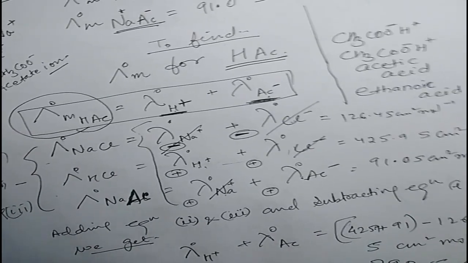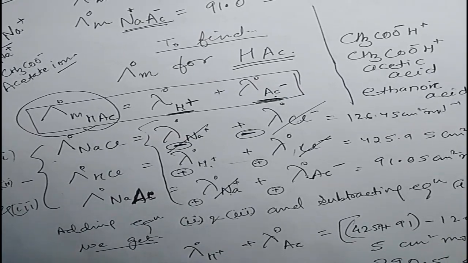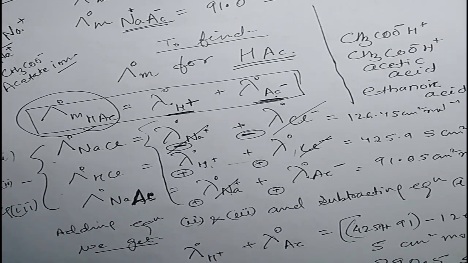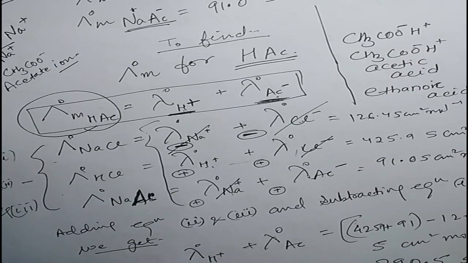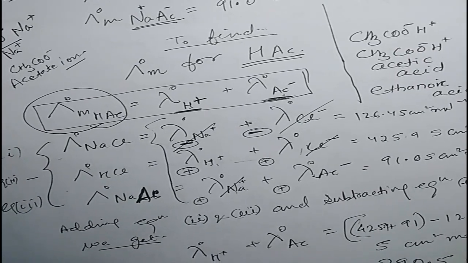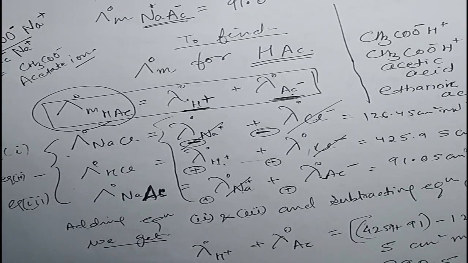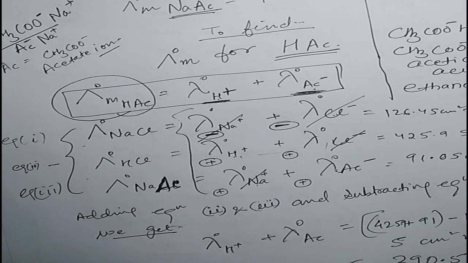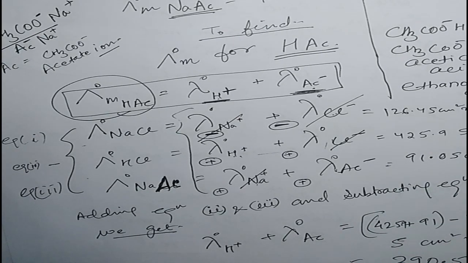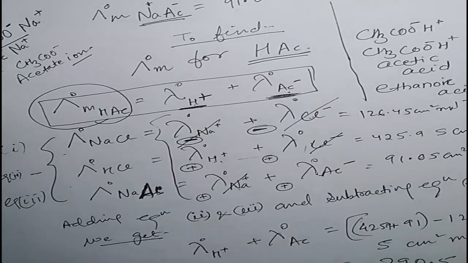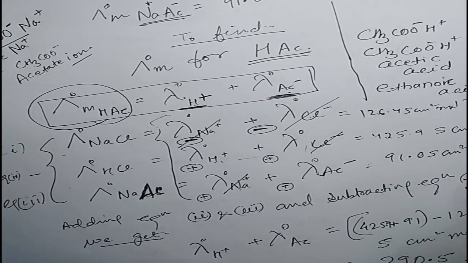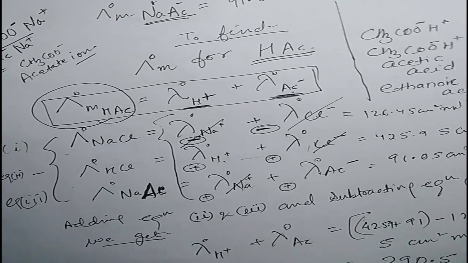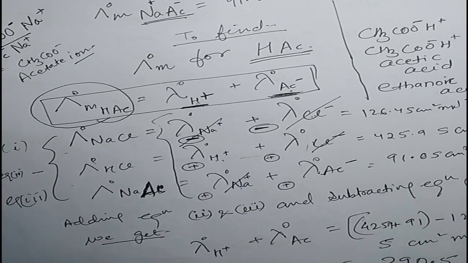Tip: do not forget to write units. Units carry half marks. So if you don't write units, only for the value you will get half marks. How many marks was this question? This was a 2 marks question. Half mark for each step, so 1.5, and half mark for the units. So it was a 2 mark question.